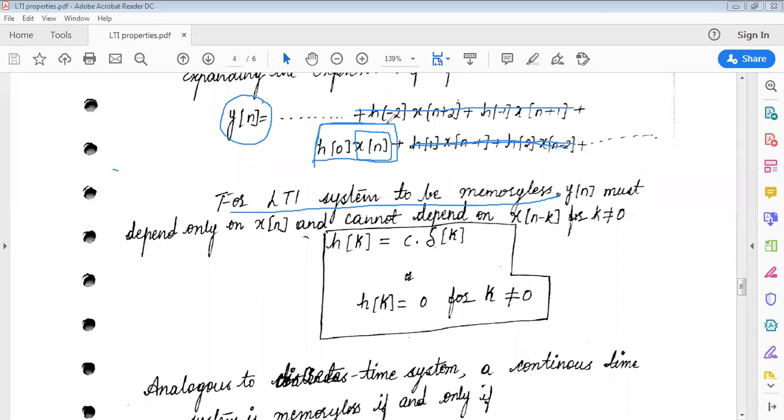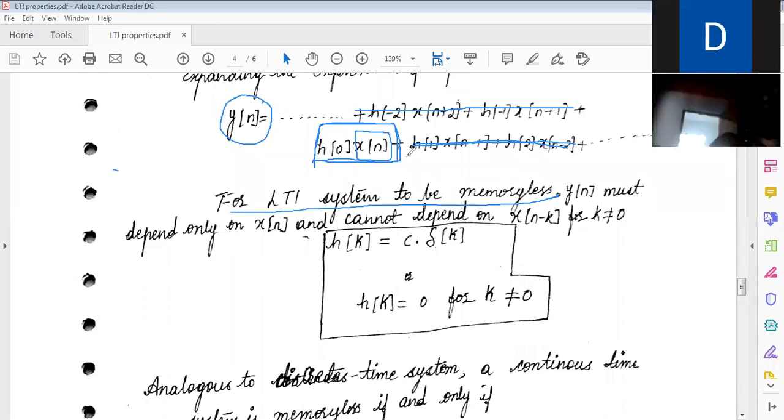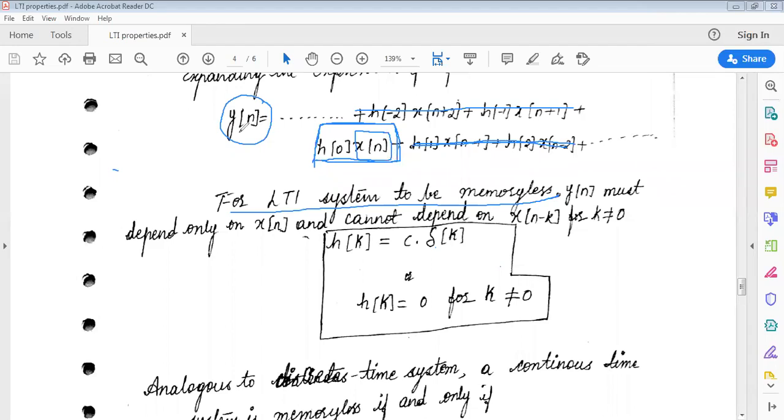It should depend only on the present value of the input, and that term is h of 0 into x of n. So what can be the condition if it has to depend only on this? If our output should depend only on the present value of the input, that means these terms should vanish, right? So how can I discard these terms? I cannot discard the x of n plus 2 because that is the input to the system. So I can just play around with the impulse response. Somehow I have to choose an impulse response such that when it is multiplied with these values of the input, these entire terms vanish and I am left only with the term h of 0 and x of n.